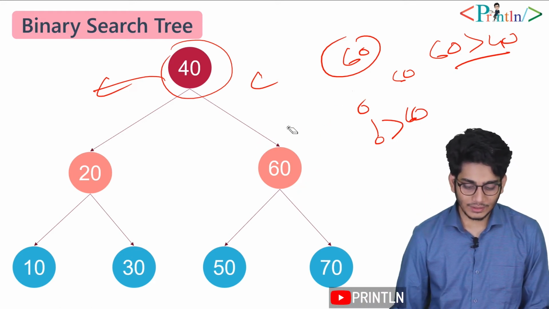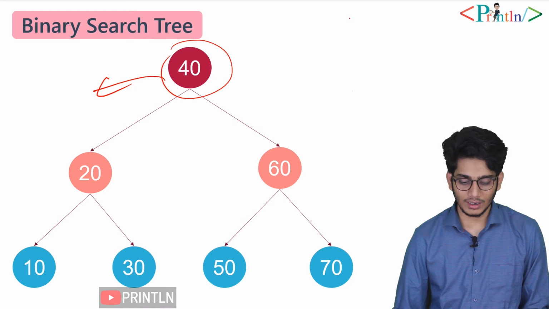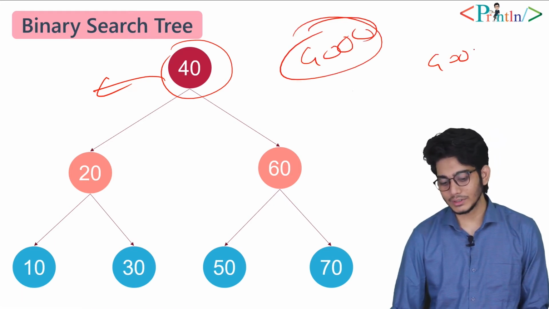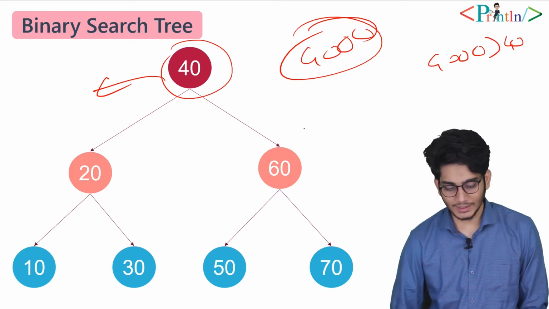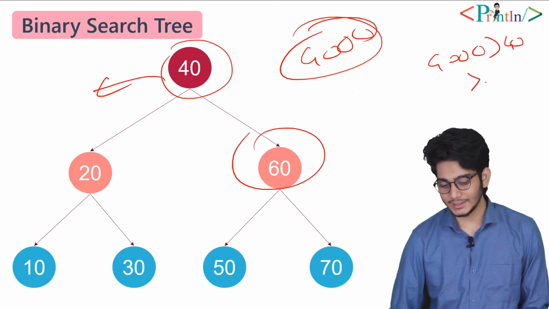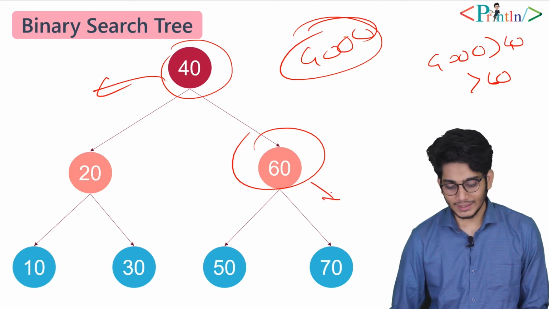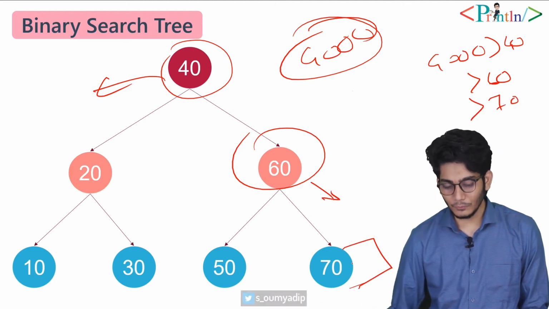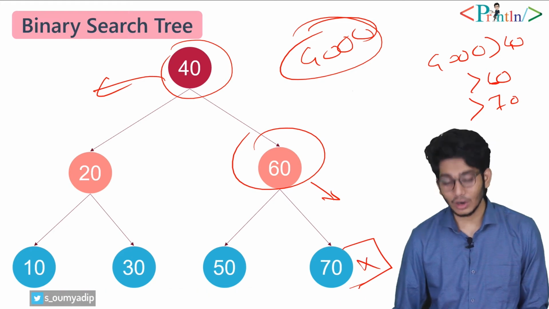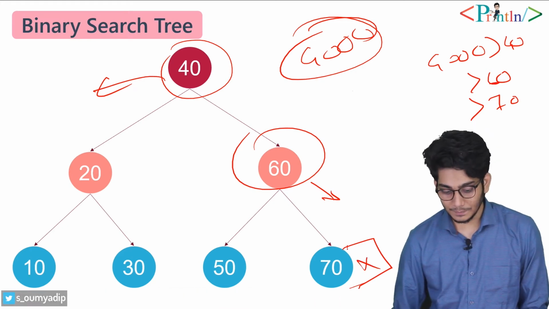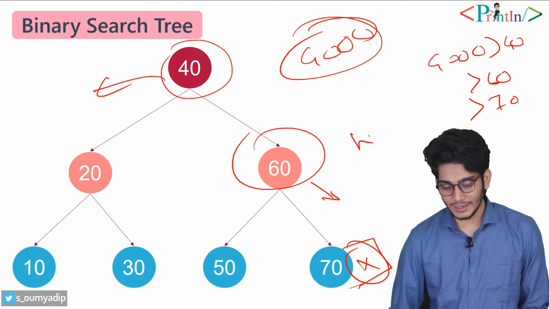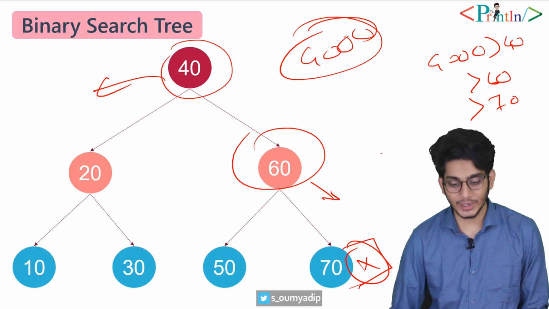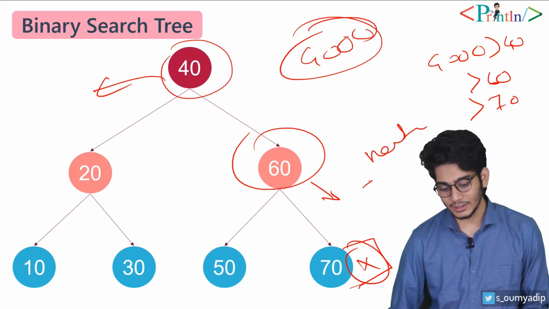And let's say that we'll find 4000. 4000 is greater than 40, right? We'll come here. Then it's greater than 60. Then we'll come to the right of 60, it's greater than 70. Now what we'll do, we'll call the right of 70. It means we are passing the null from here. So our h equals null. It means we don't have that data within our tree. So we'll simply return false.